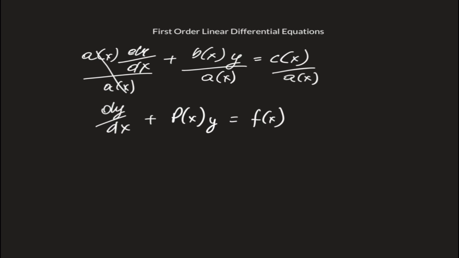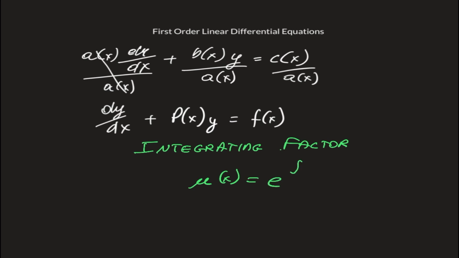From here we can derive something called an integrating factor, which we will call mu of x, which is equal to e to the integral of p of x dx. Notice that this p of x is the same as the p of x that stands in front of y. To solve these kinds of linear differential equations, we're going to take the integrating factor and multiply both sides by this integrating factor. Once you multiply and simplify, you get the following formula.